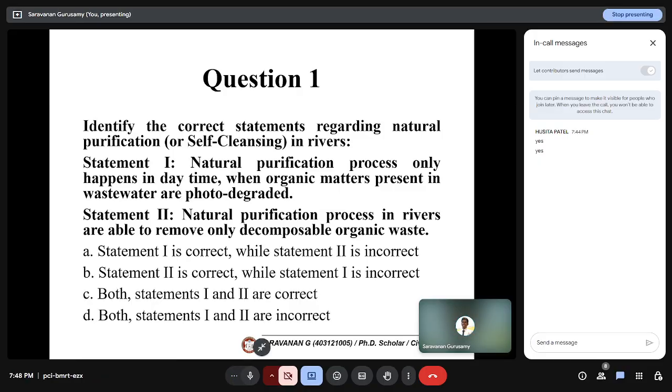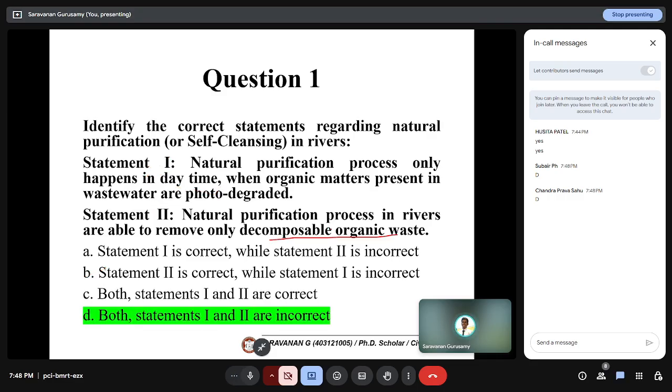Identify the correct statement. Natural purification process only happens in daytime when organic matter is present in the wastewater and photodegraded. Natural purification processes in the river are able to remove only decomposable organic matter. Which is correct and which is wrong? Natural purification may, let me take the pen, not only happen in the daytime. If oxygen is there, it may happen in the evening also. So this statement is wrong. Natural purification processes in the river are able to remove only decomposable organic matter. Others will not be removed, right? So statement 2 is correct, statement 1 is wrong.